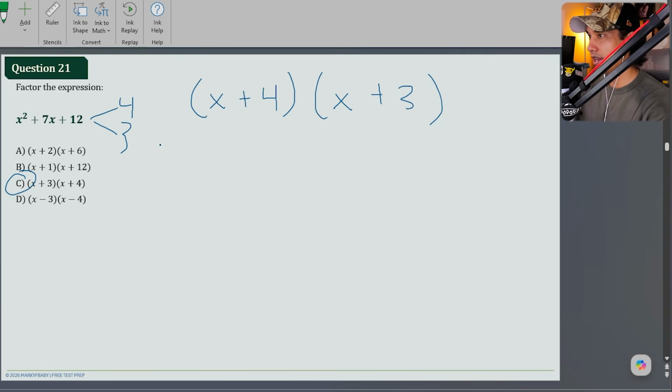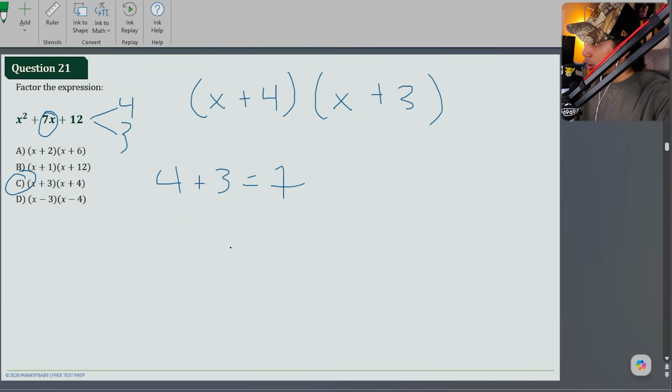Super easy, right? Because 4 times 3 equals 12, and then 4 plus 3 combined together equals 7, giving us this right here. That's all you have to do when you factor an expression like this. Or you could use the quadratic formula.